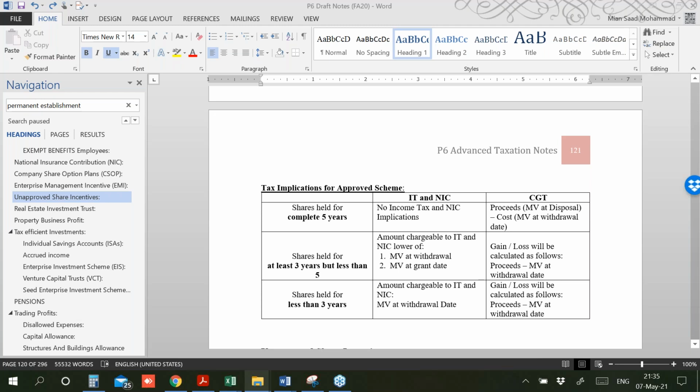So if the company's shares have increased over the years, obviously the grant date value will be lower. So you'll be subject to IT and NI but at a lower value. And CGT in all three cases needs to be paid.